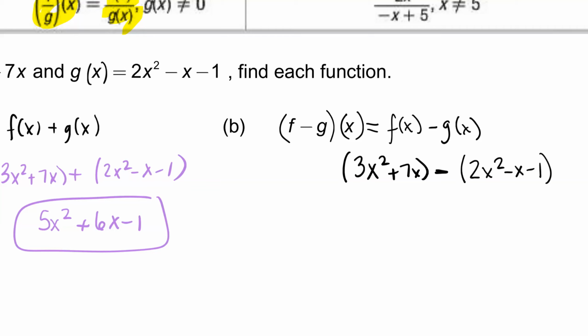Now, this is the first thing people mess up on. They take 3x squared minus 2x squared and get x squared. Then they take 7x minus x and say, oh yeah, that's just 6x. What did I do wrong? You have to distribute the negative. Oh my gosh, ask me how I know. I grade your homework. This is the mistake. You must distribute the negative and then you can combine like terms.